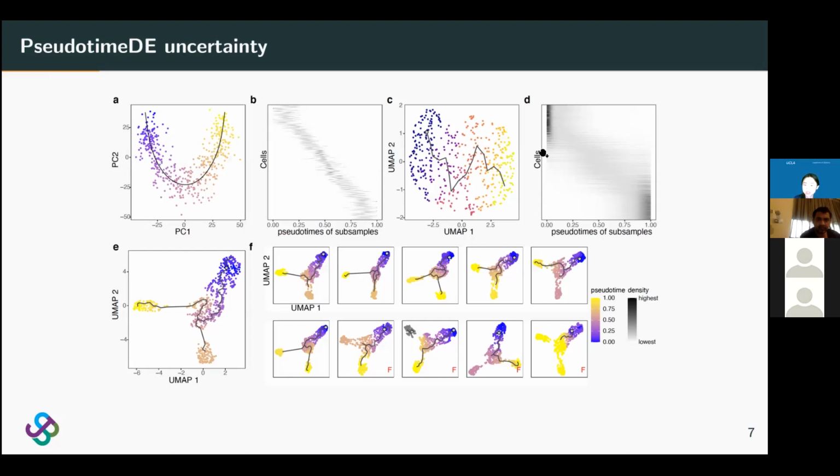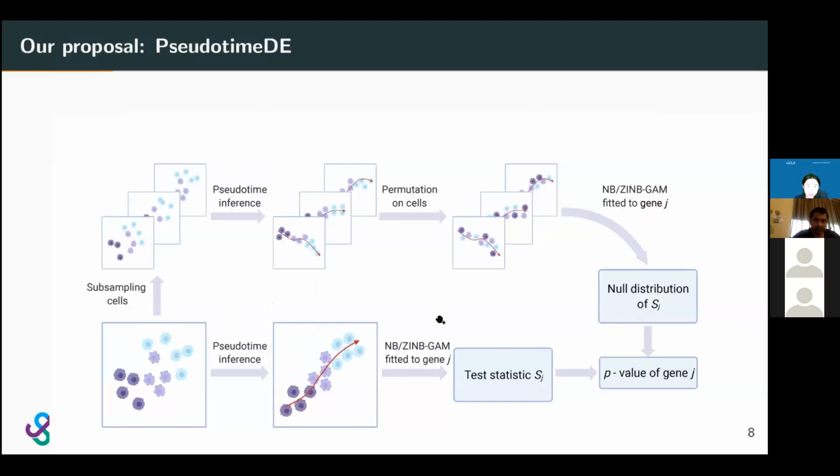So for each cell, at least for this particular simulated data set, we can see it's actually having a greater degree of uncertainty. And this is another example where we have a bifurcating trajectory in the full sample. And then in the subsamples, sometimes the inferred trajectory is not a bifurcation. So these are marked as F. You see that we only capture part of the bifurcation trajectory. So these examples illustrate that, indeed, pseudotime inference has uncertainty.